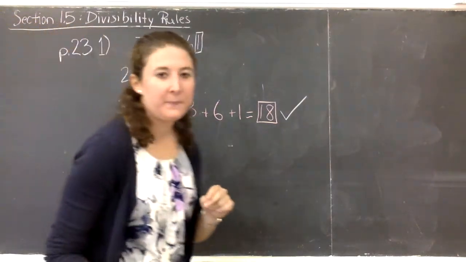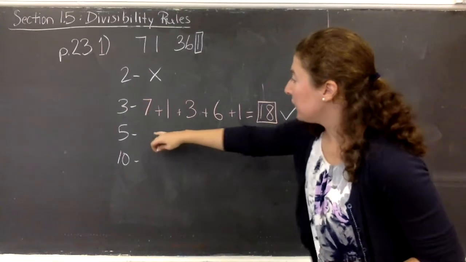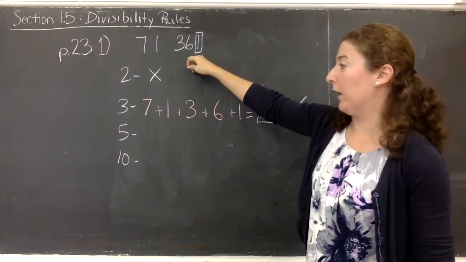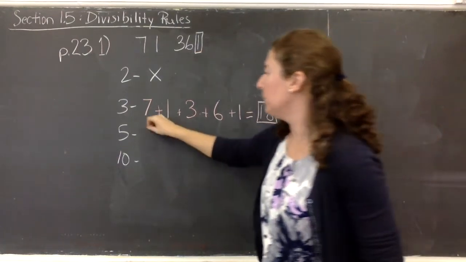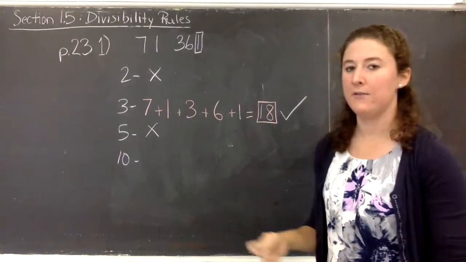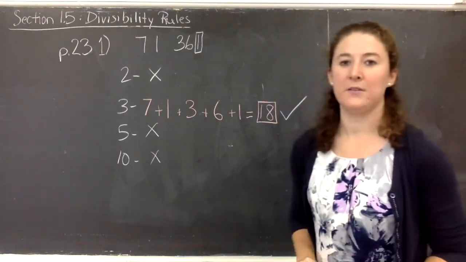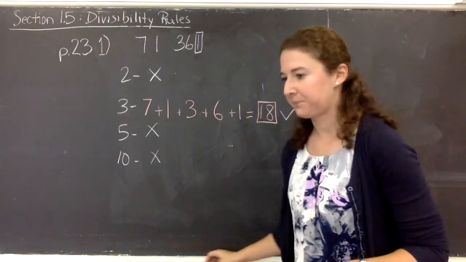What about 5? For it to be divisible by 5, the last digit has to be 0 or 5. I have a 1, so nope, can't be divided by 5. And for 10, it has to end in a 0, so nope, it can't be divided by 10 either.